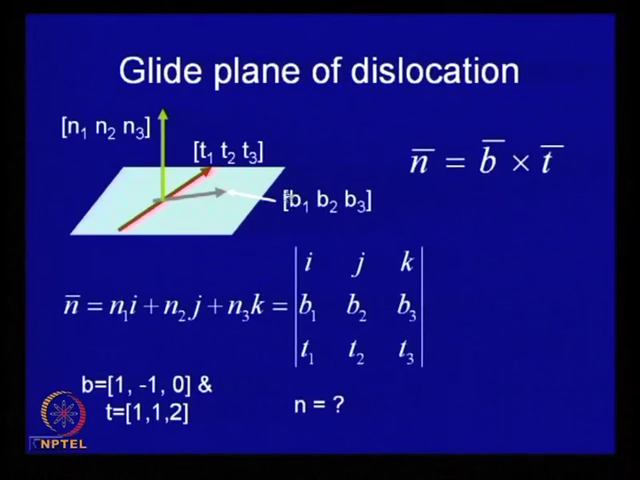In that case, if this is the dislocation direction and this is the Burgers vector, then obviously the cross product of the two will represent the slip plane normal, and this slip plane normal is represented as a vector n1, n2, n3. So, n is actually B cross T. Here is a case where you can look at how you find this out.